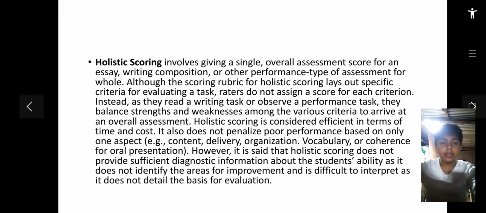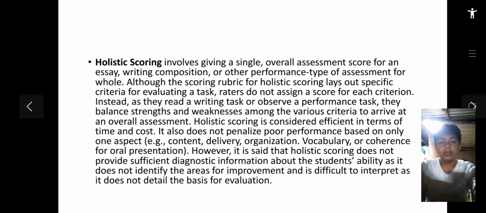Instead, they weigh the strengths and weaknesses of the numerous criteria to reach an overall assessment as they read a writing job or watch a performance task.